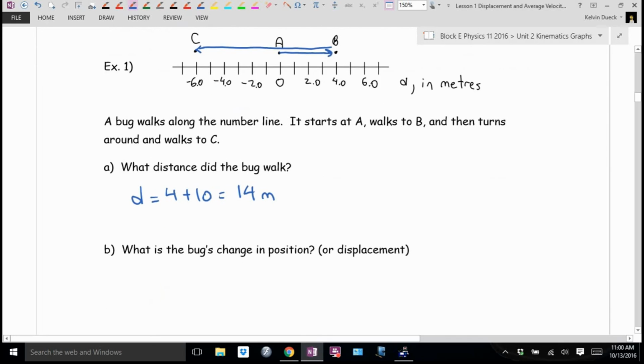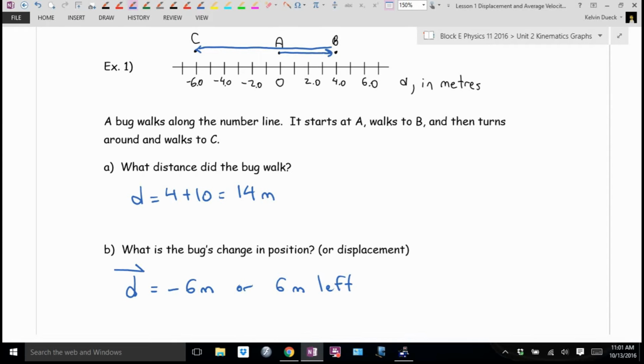All right. What's the bug's change in position, or, fancy word, displacement? First of all, the symbol for displacement is that. No, that's distance. That's displacement. Or you could do a delta x. What's its change in position? -6 meters. Or you could write 6 meters left. I'd take either of those. Which one of those is less writing?